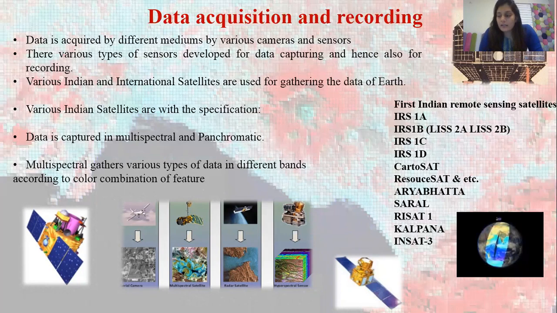Here, I would like to give you an example. Students, see, if I am clicking a photograph from my mobile phone, it will recognize different variations. But if I want to take only a black and white photograph, it will take only two bands, one is black and another is white. So this is how data acquisition is done.